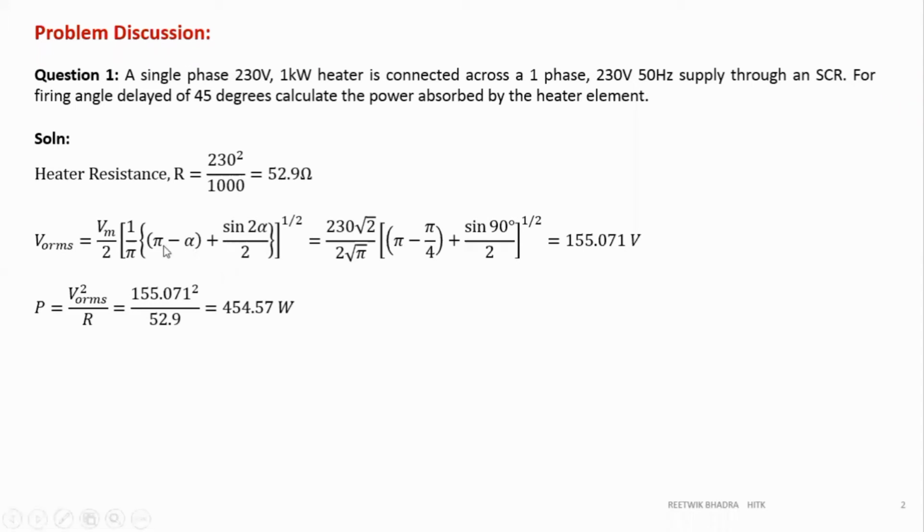Whenever alpha is associated with pi, write it in terms of radian. Whenever alpha is associated with sine, write it in terms of degree. Don't change the degree mode of your calculator. Keep it in degree mode and do this calculation, and you will get 155.07. And then the formula P is equal to V naught RMS square by R. See, it is a resistive load, so directly V naught RMS square by R. If it was an RLE load, then it would be I naught RMS square plus I average into it. So small changes in the formula according to our loads. So you can do the calculation as follows.